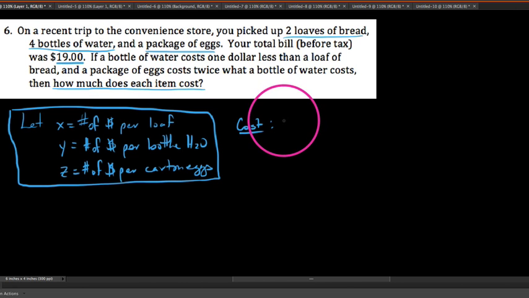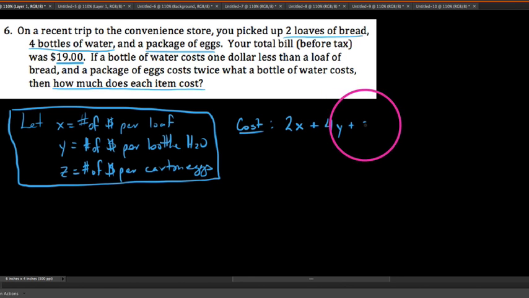Your bill is $19. We tend to see things like this, where x, y, and z already represent the cost in dollars of each of these things. If we know how many of each we bought, we could come up with our total cost. For instance, 2 loaves of bread would be 2 times the cost of a single loaf, so 2 times x, plus 4 times y, plus z for a single carton of eggs. This should be our total bill, and it comes out to be $19. So our cost equation, we were able to scratch together from the first sentence.